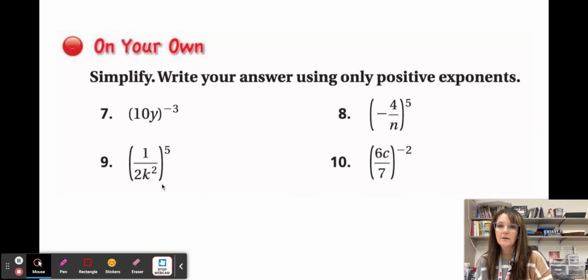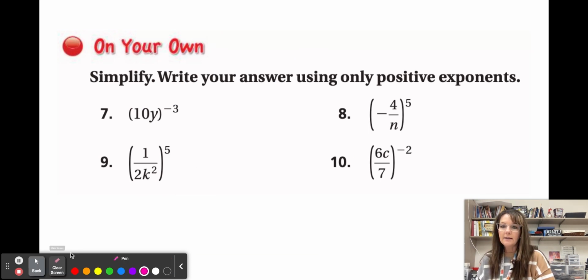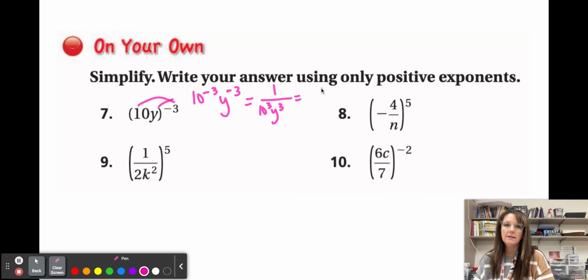So we will do a few of our own. And here we go. Using only positive exponents, we want to distribute. So 10 to the negative 3, y to the negative 3. We have to take the reciprocal of both of these. So it's going to be 1 over 10 cubed y cubed. And then we'll evaluate the 10 cubed: 1 over, and it's a 1 with 3 zeros, y cubed.